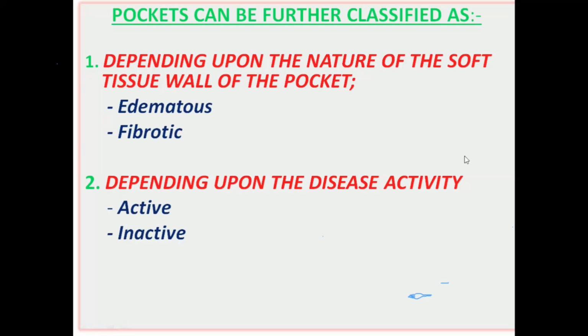In the edematous pocket, there will be changes in color, contour, consistency, surface texture, bleeding on probing, exudate, pus, and all signs of inflammation, because the disease activity is going on at that time. But in case of a fibrotic wall, for the time being the disease activity has stopped and there will be no or lesser signs of inflammation. So based on the type of disease activity, the pocket can also be classified into edematous and fibrotic, that is, it is either active or inactive.